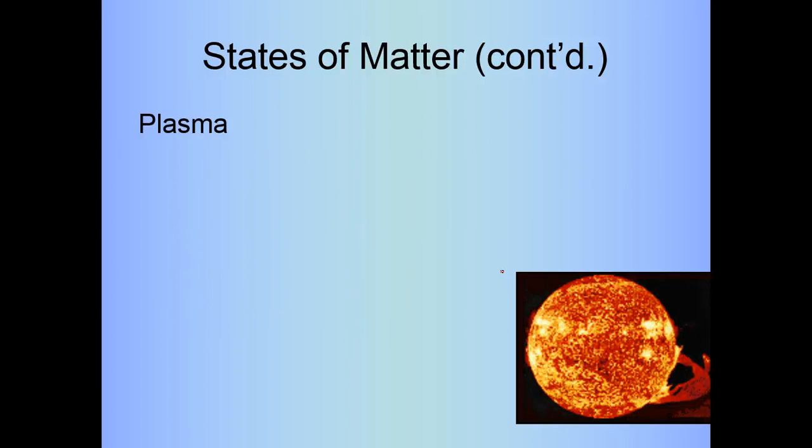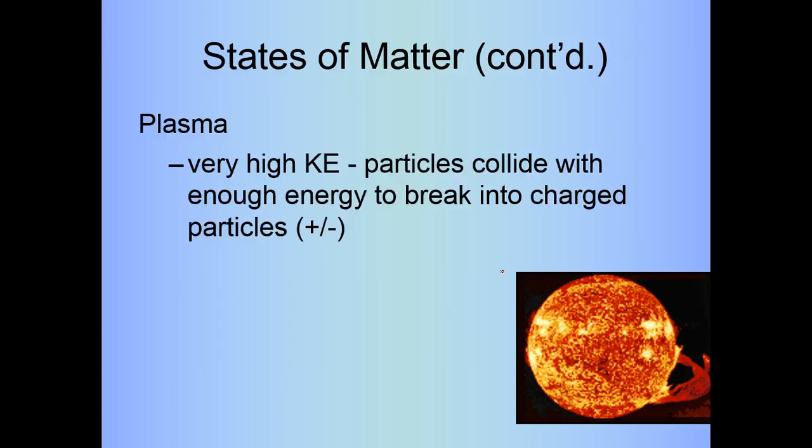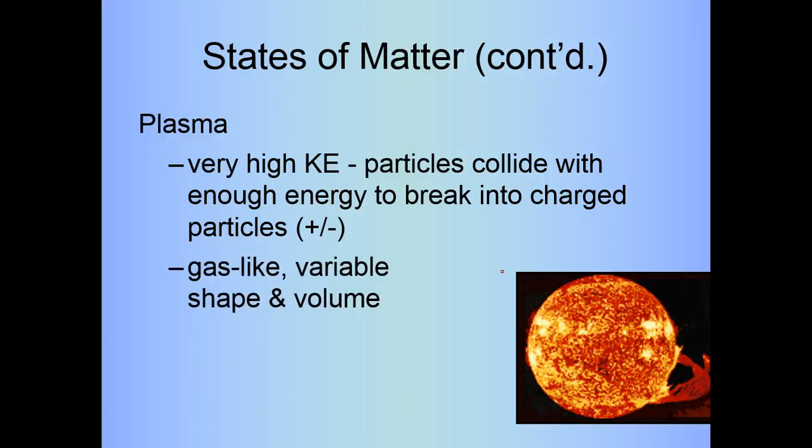We do also have plasma, which you may already know is the fourth state of matter. We're not really going to be dealing with that in chemistry, but we should mention it. It has very high kinetic energy. Particles are colliding with enough energy to break into charged particles, and plasma is gas-like, so it has a variable shape and volume. It has even more energy though, and you can find plasma in stars. That's why we're not really going to be dealing with it in here, because we're mostly talking about chemistry here on Earth.